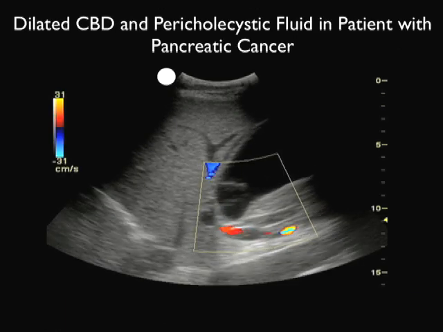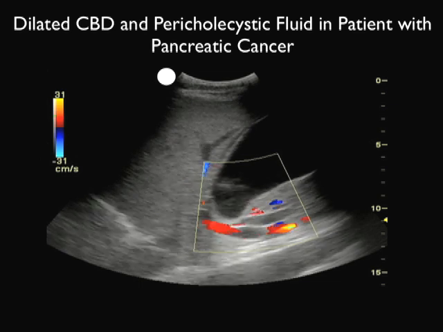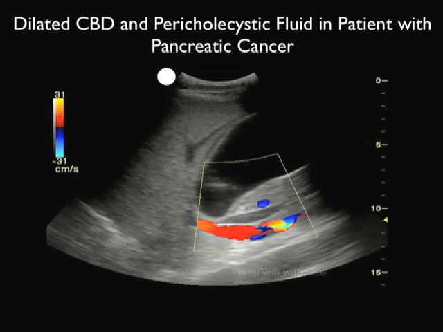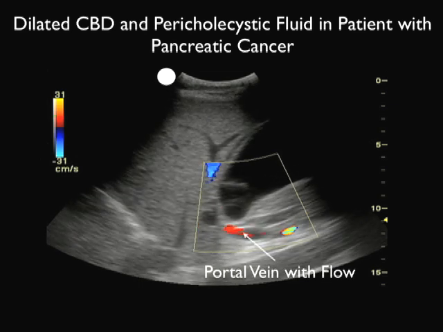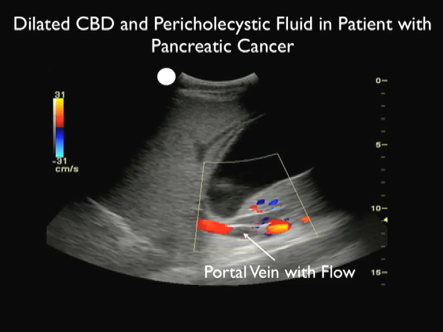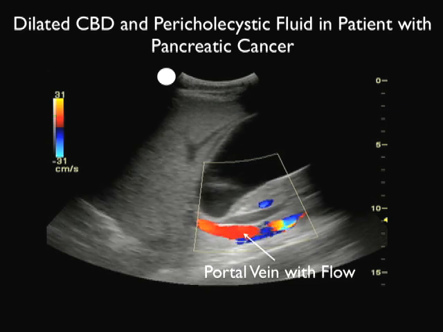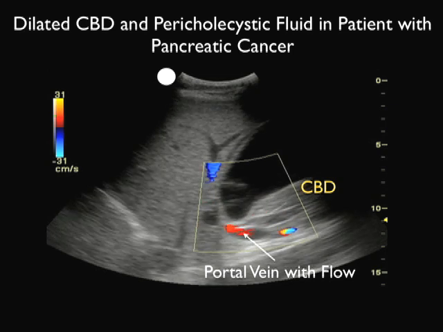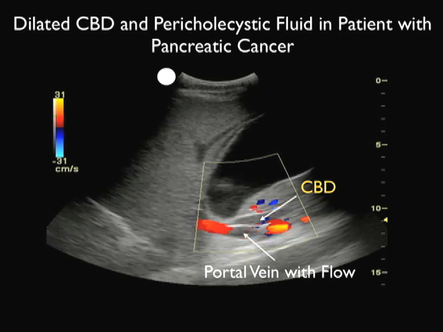Here's the same patient. Now we're putting Doppler sonography onto that area of the portal vein and common bile duct. Note that the portal vein has flow on Doppler sonography, but that there's absence of flow within the common bile duct. And this is another way that you can differentiate CBD from portal vein.